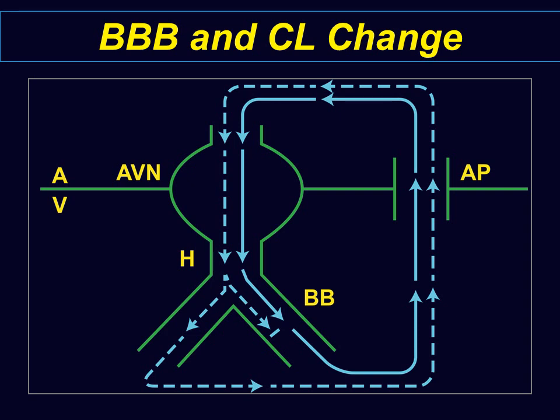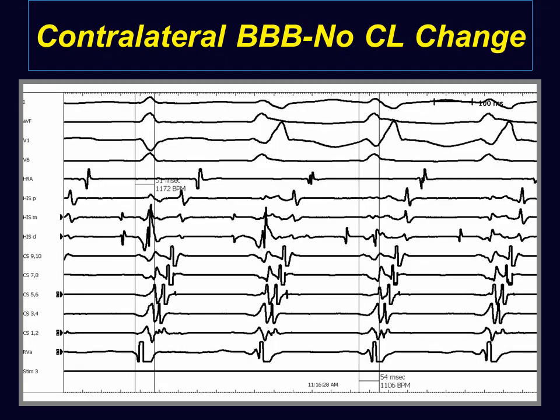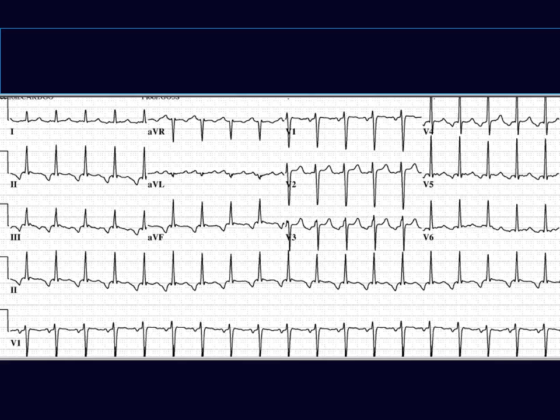Usually much more common in lateral pathways. In septal pathways, the increase is negligible, between 10 to 15 milliseconds, and it's hard to pick that up. But in free wall pathways, this is much more pronounced. On the other hand, when you have a left lateral pathway and a contralateral right bundle branch block, compared to the narrow QRS, it doesn't do anything to the VA or the tachycardia cycle length.